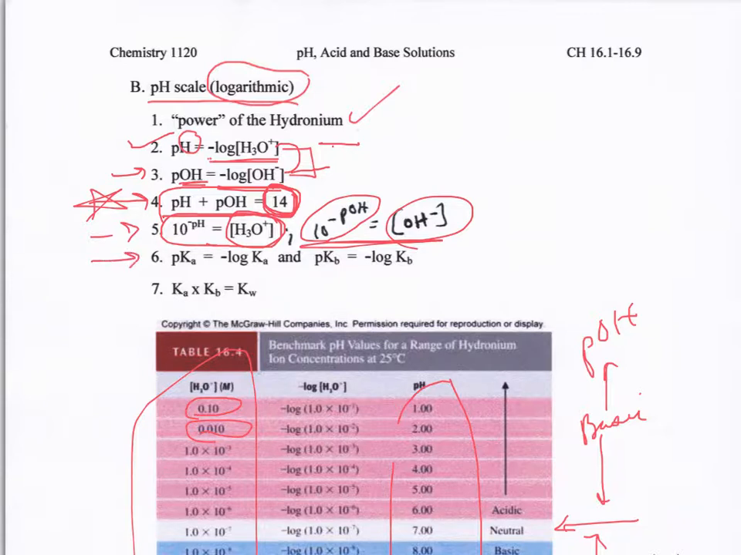We will also, at the appropriate times, use expressions number 6 and 7. The P of anything means you take the negative log of whatever that is. So we'll have something called the pKa. K stands for, again, capital K, the equilibrium constant. Little a is going to stand for acid.